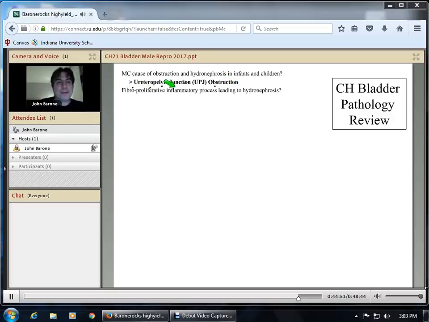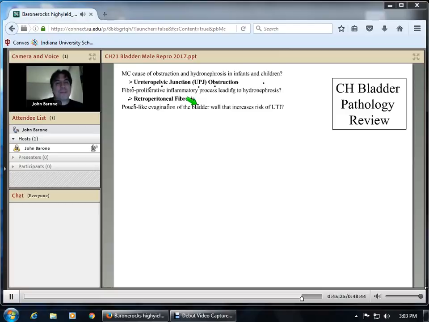All right, how about this one? What's the fibroproliferative inflammatory process that leads to hydronephrosis? Fibrosis of the retroperitoneum. Oh yeah, retroperitoneal fibrosis. Remember, this is associated with the IgG4 related diseases. So they often get fibrosis of the mediastinum, they often get autoimmune pancreatitis, and they often get fibrosis of the thyroid gland too. Okay, these associated diseases. Look for high IgG4.